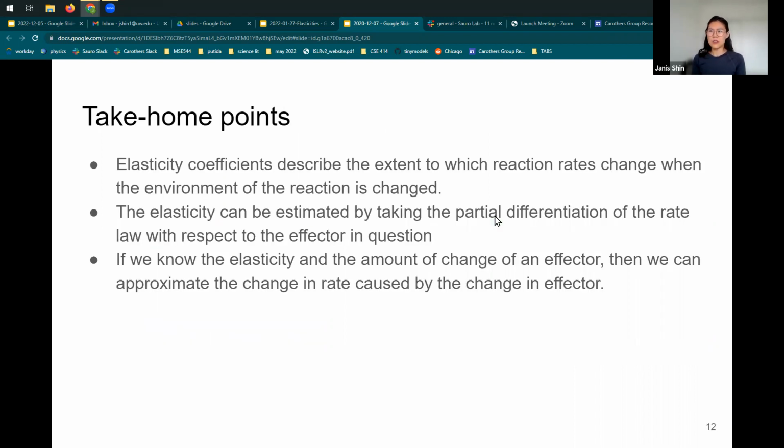Basically, what I want you to take home is that elasticity coefficients describe the extent to which reactions change when the environment of the reaction is changed. The elasticity can be estimated by taking the partial differentiation of the rate law with respect to the effector in question. If you know the elasticity and the amount of change, then we can approximate the change in the rate caused by the change in the effector.